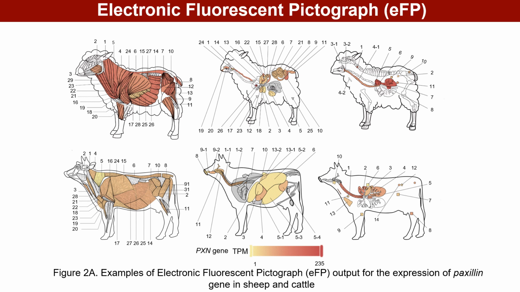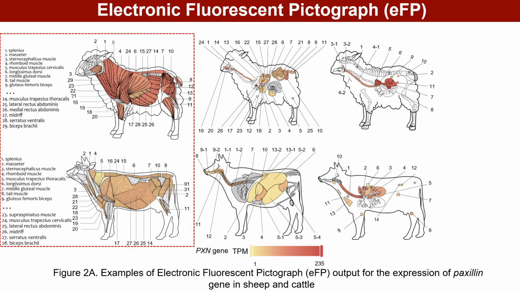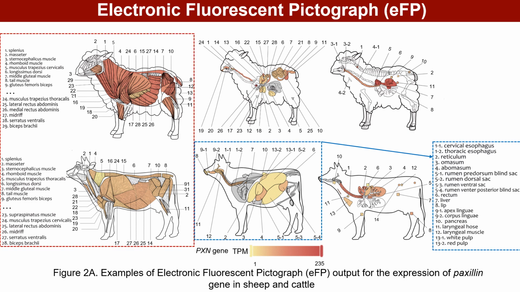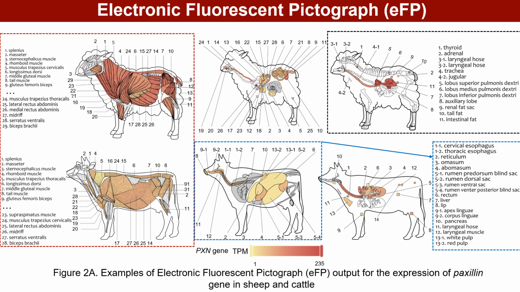The corresponding anatomical location of the expression of a gene is presented on a pictographic representation of each animal, with different colors. The users can request an EFP by typing the target gene PXN and the species simply, and the HTIRDB would generate an EFP that demonstrates the differences in expression of PXN in different tissues of the exercise system, digestive system, respiratory and circulatory system in sheep and cattle.